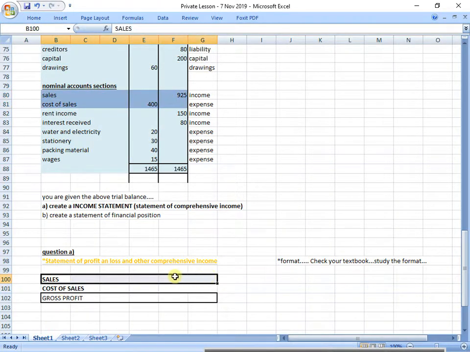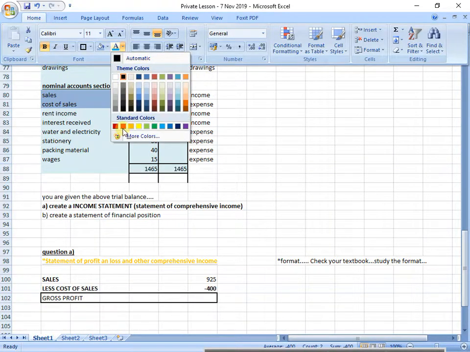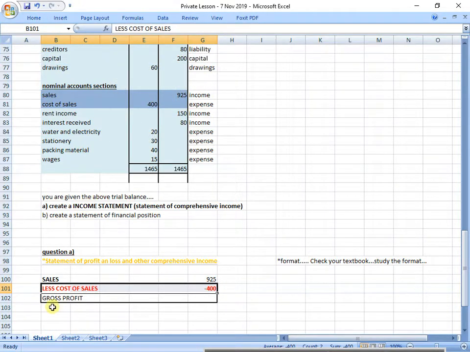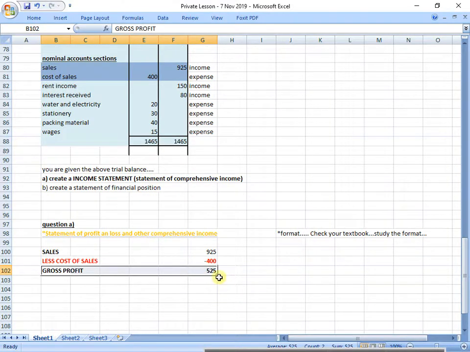And I'm going to put them in. How much were my sales? 925. How much were my cost of sales? 400. In accounting, you have to show negatives in brackets. So for cost of sales, I need to less cost of sales. Less means subtract. I can't put brackets in Excel. If I put a bracket, it's going to make it a minus. Look, bracket 400, minus 400. But it's a negative, so you show it in brackets. Then you grab your calculator and subtract this minus that. What is the gross profit? 525.